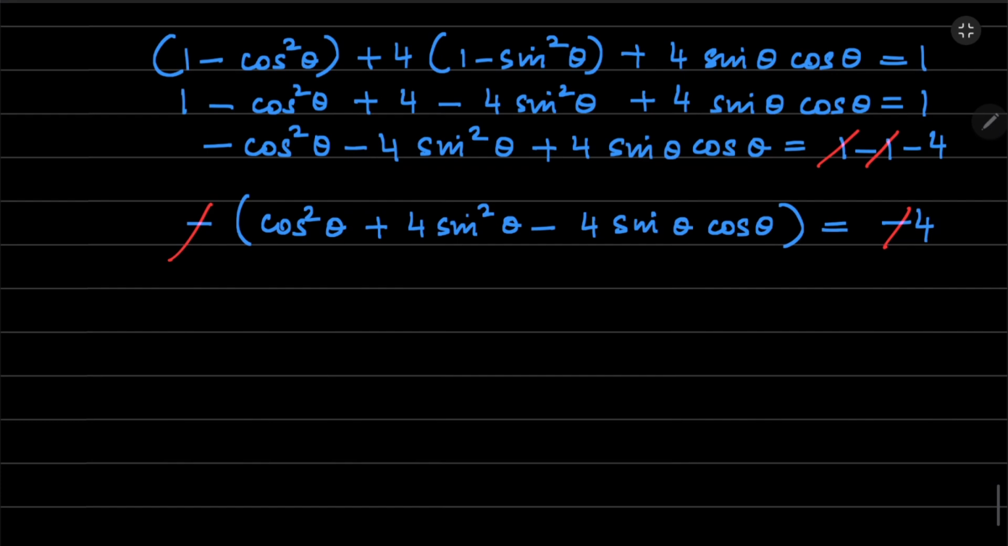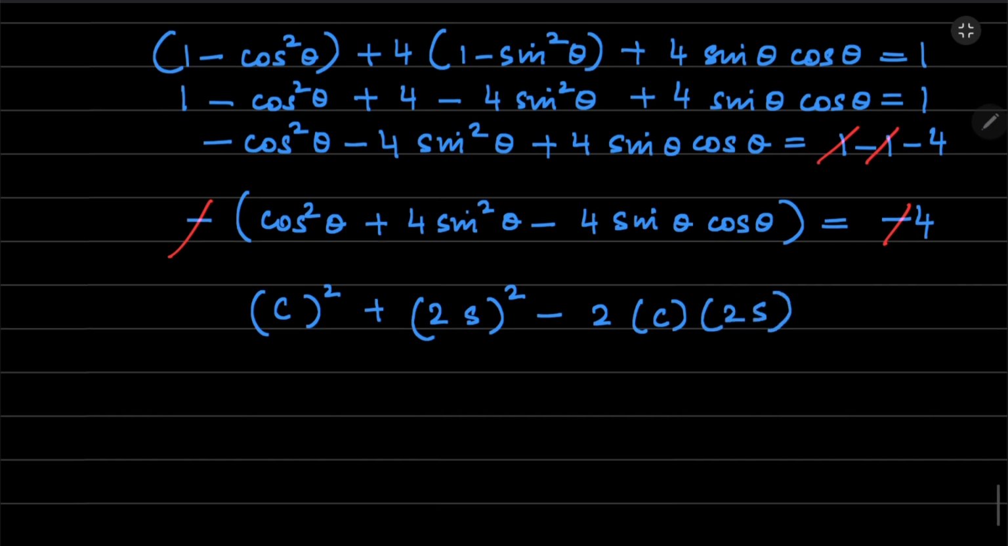Okay, now here this is of the form, let me write it. See, cos square theta, see cos theta the whole square plus 4 sine square theta, I can write it as 2 sine theta the whole square minus 2 multiplied by cos multiplied by 2 sine. This is what is 4 sine cos, right? Is equal to 4. What is the expression that you have on your left hand side is of the form a square plus b square minus 2ab, which is a minus b the whole square is equal to 4.